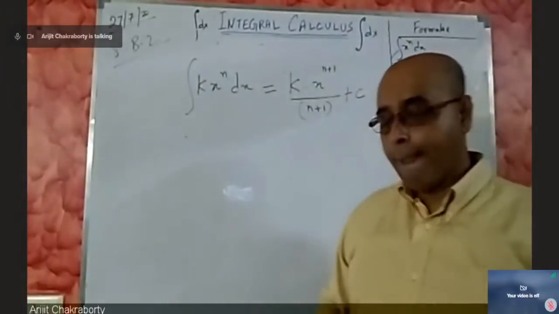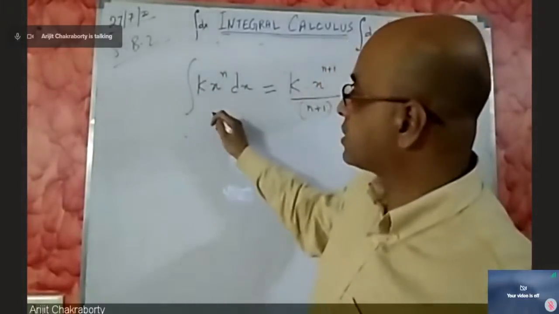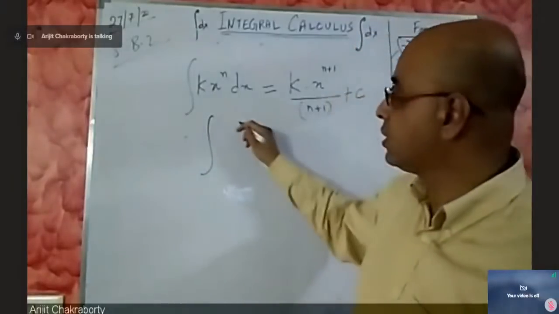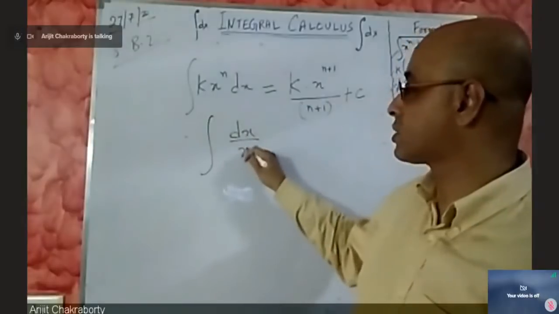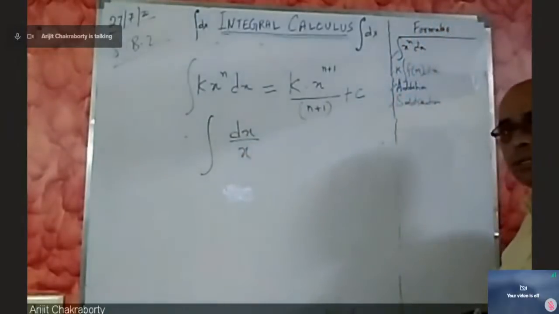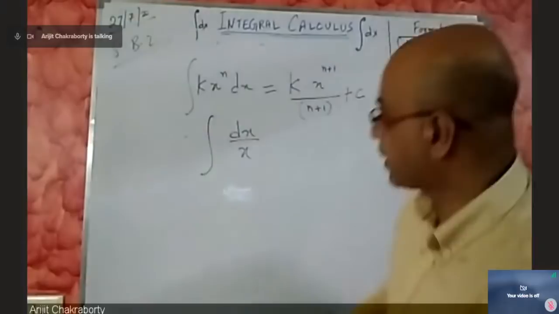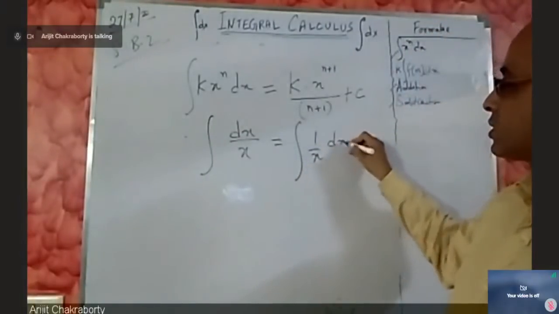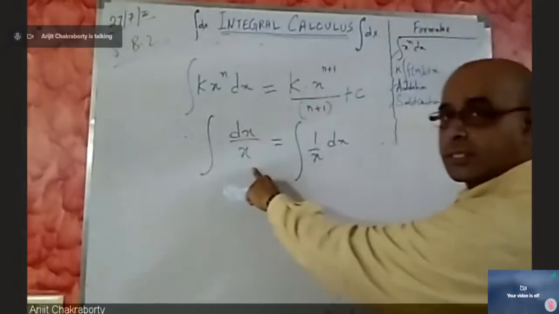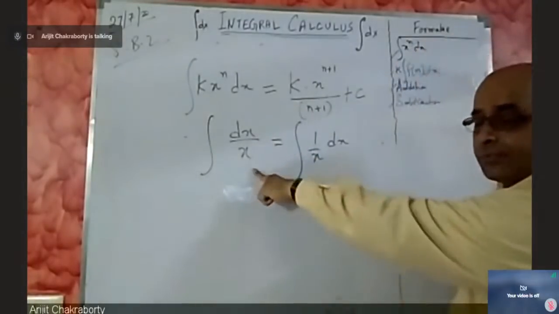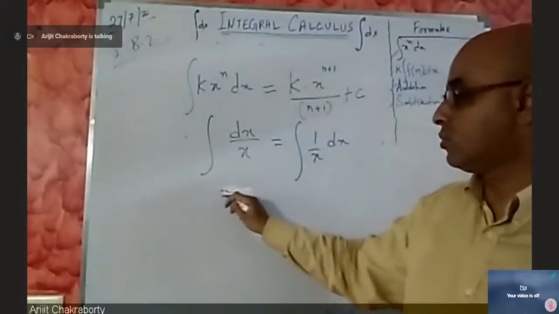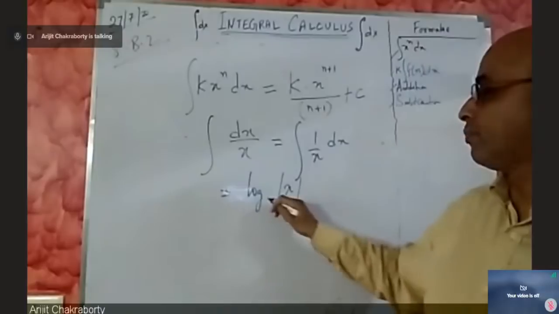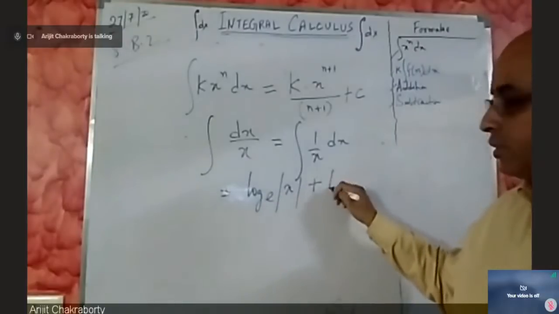Also please remember that there is another formula for the expression dx by x. In other words, if you get an expression like this, 1 by x dx, that is dx by x. Okay? So this will be equal to log x to the base e plus the constant k.